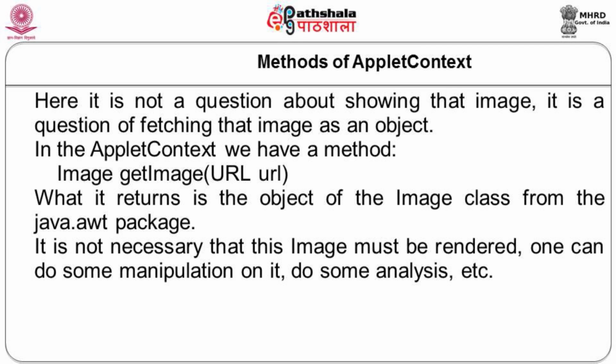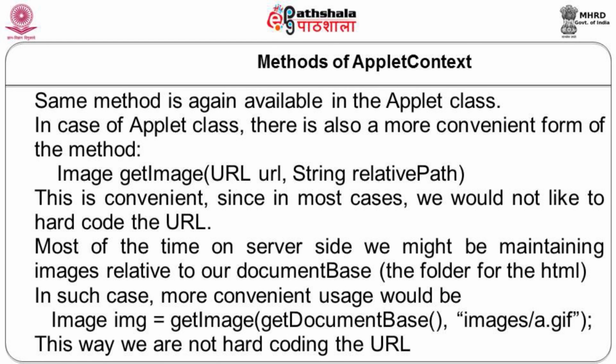So there is the getImage method in the applet context, and the same method is available in the applet class. But in the applet class, there is also a more convenient form of the method, the getImage method taking two parameters: a URL as well as a string which is relative to the URL. Why is this more convenient? Because in most cases, we don't like to hard code the URL anywhere. We may not be hard coding the URL.